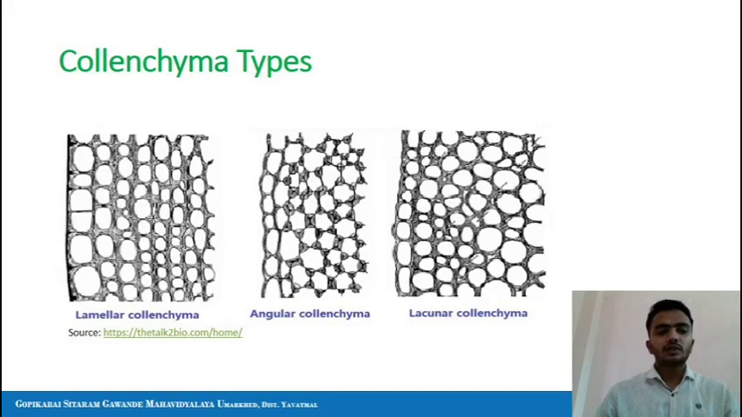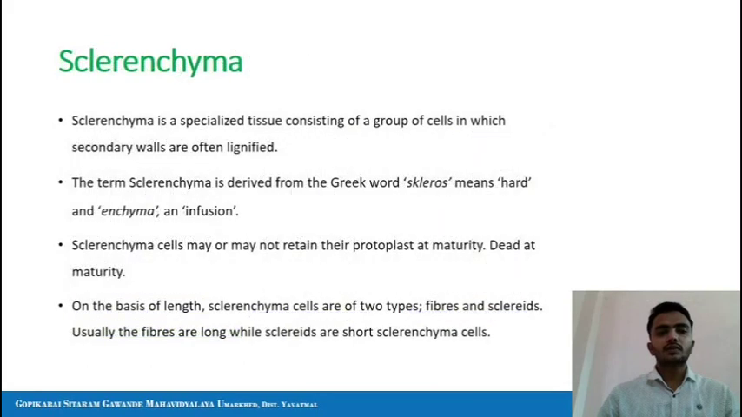And these are the lamellar, meaning the cells that you can see are in layers, so that's why it is known as lamellar collenchyma. So these are the three types of collenchyma, which is an example of simple permanent tissue. Then the next type that we will see is the sclerenchyma.